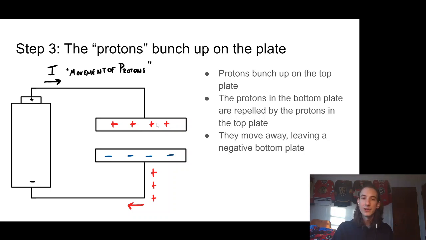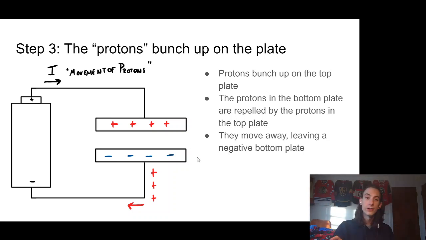But while they bunch up on this top plate, what's going to happen is that they'll repel the positive charges on the bottom plate. We know that like charges are going to repel each other. So we have a bunch of positive charges on this plate, and they'll say, well, I am too close to other positive charges. I don't like being there. I'm going to go to a spot that's a little bit better, a little bit less positive charges.